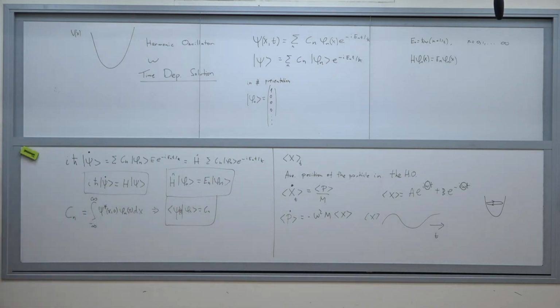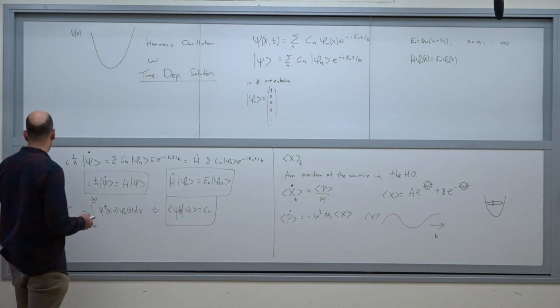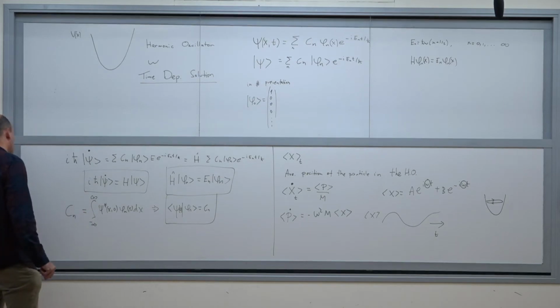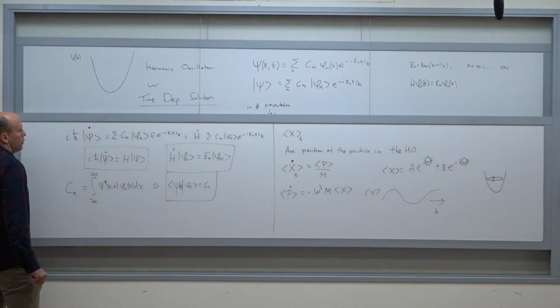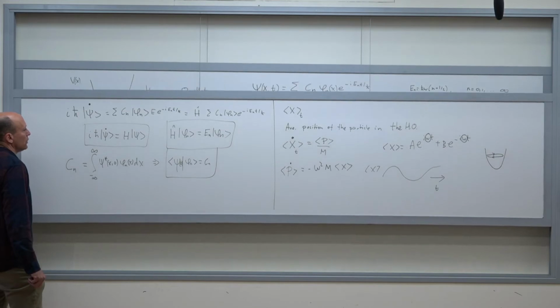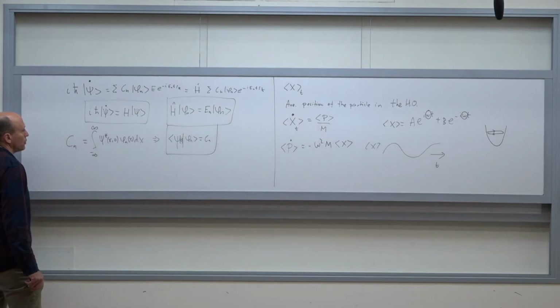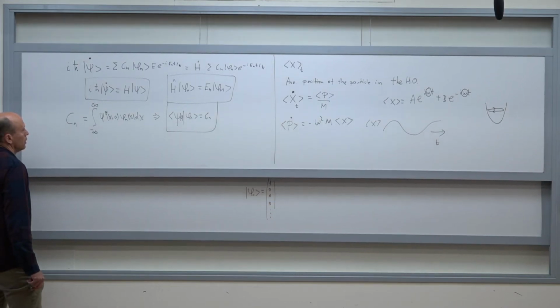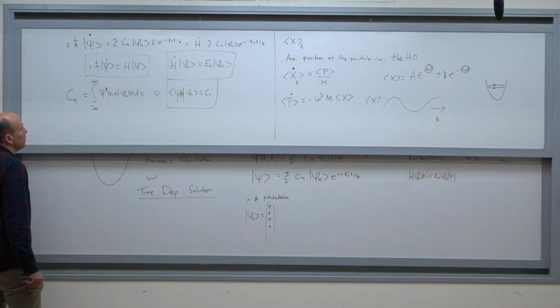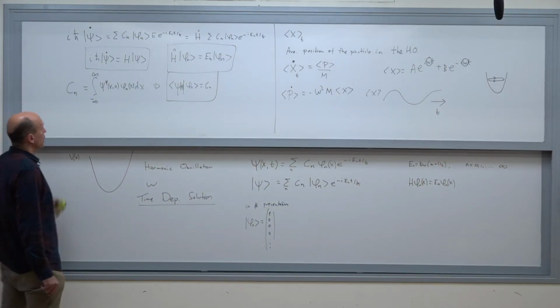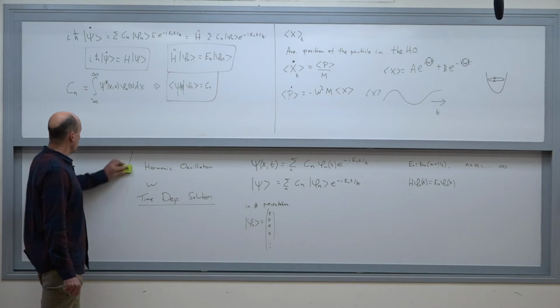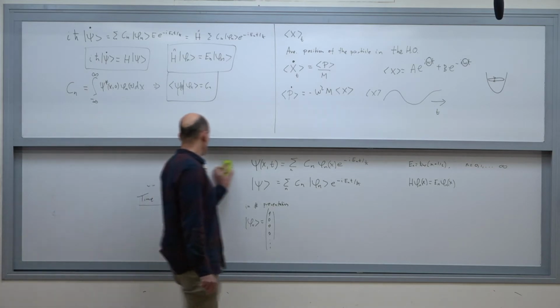What is the exact quantum solution of this average position? It's the following, a little bit long equation. Let's look at what the average position is.